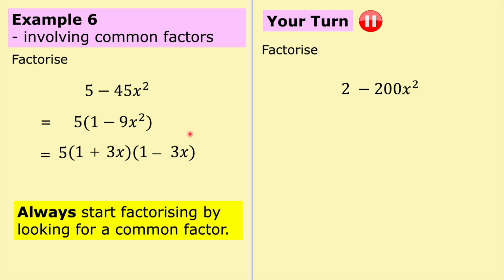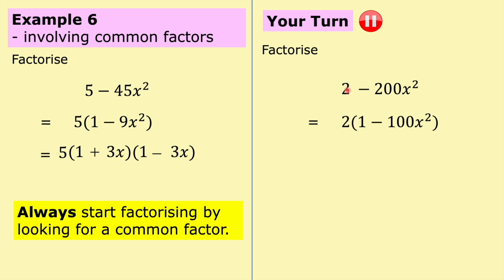Okay, let's go over the answer. Hopefully you've managed to unpause this now. Always look for a common factor first. And always think as well, if they're both even numbers, there will always be a common factor of 2 if you need somewhere to get started. In this case, the common factor is 2. So we're going to take 2 outside of the brackets.